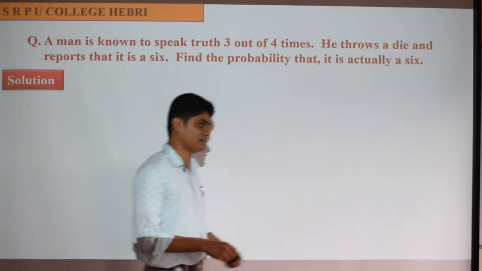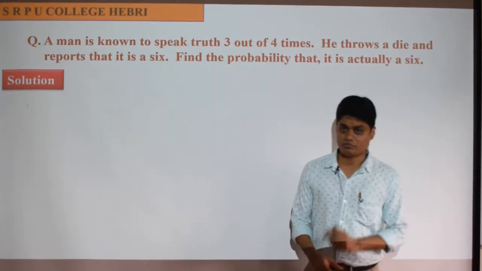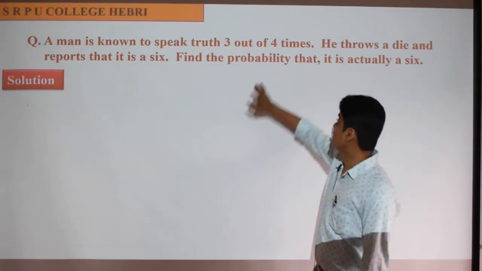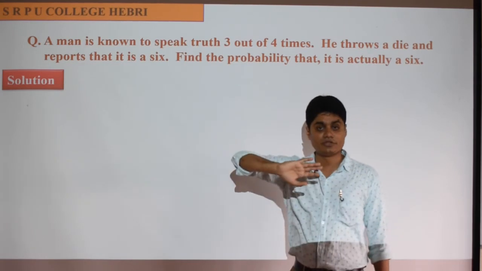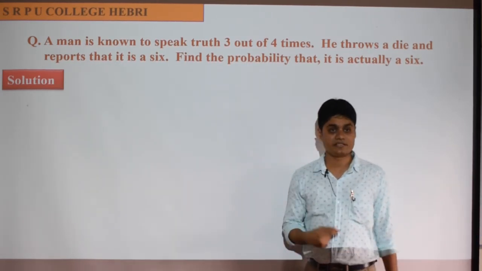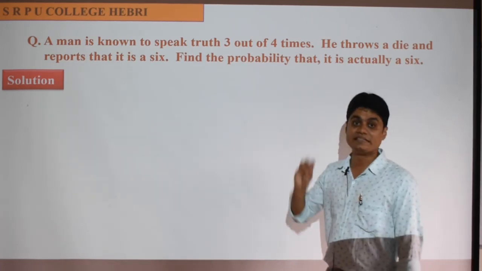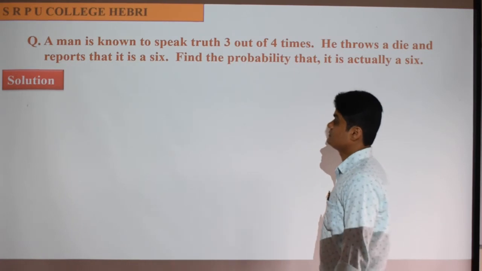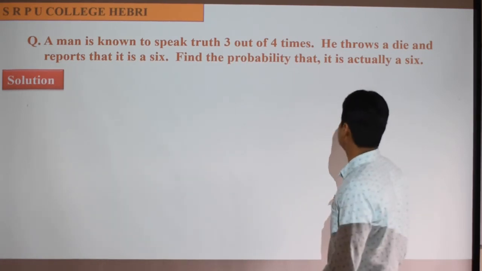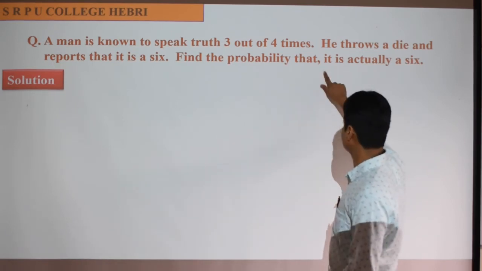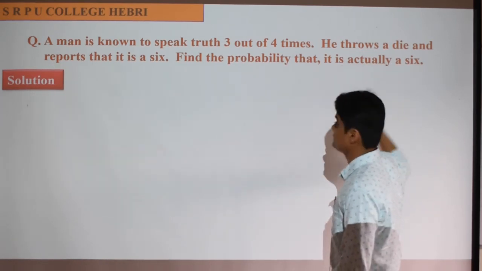See here, compared to previous all the problems, the biggest difference is no numbers in the question. There's no numbers at all. Only 3 out of 4 in the question. But no information is given, so we have to decide everything, numbers, events, everything. So nothing is visible easily. But number is there. Remember, you have to identify it. Man is known to speak truth 3 out of 4 times. He throws a die and it is reported that it is a 6. Find the probability that it is actually a 6.